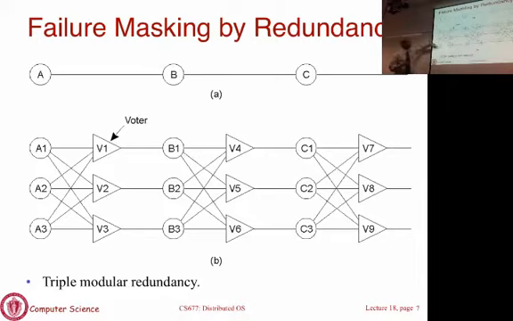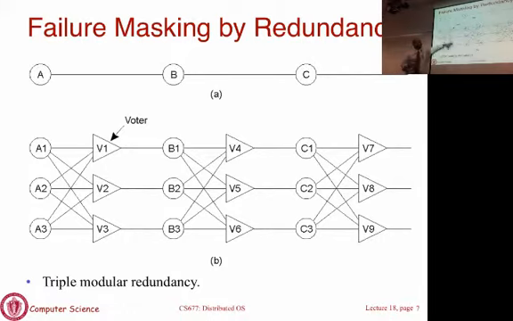So you have 3 versions of A, 3 versions of B, 3 versions of C. Here we are assuming that failures are independent, not dependent, and this circuit can tolerate 1 fault of any component. The way this works is you feed the same input into A1, A2, A3, you take the output and you vote. If one of them has failed or is producing garbage, the other 2 will override it.